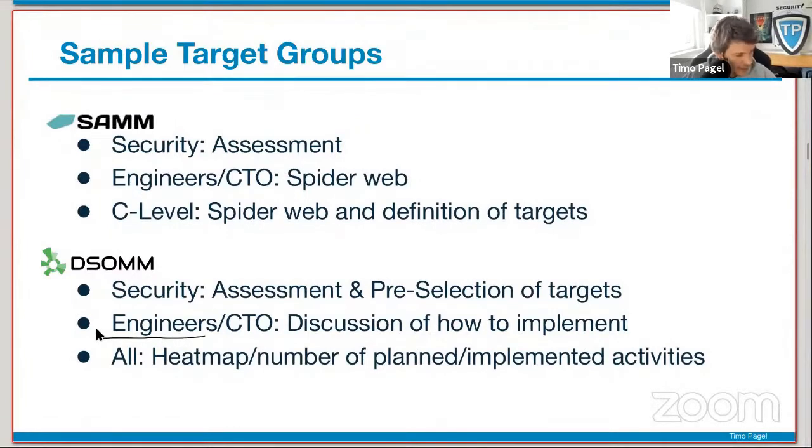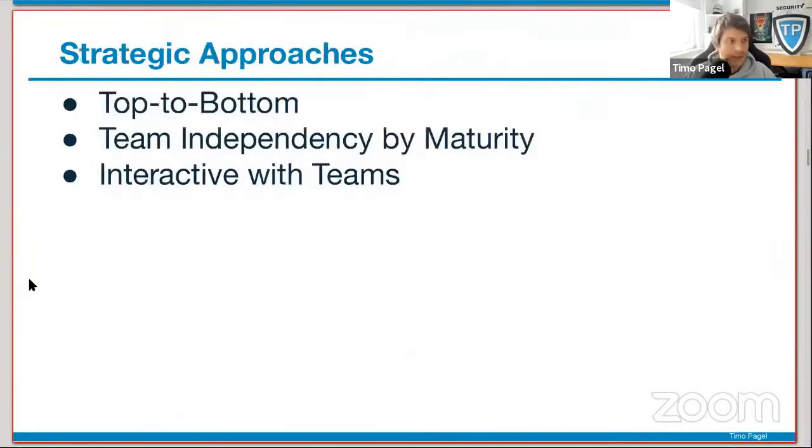And also the representation is different in SAMM. Mostly a traditional spider web diagram is used, while in DSOMM, as you can see here on the left, I use a heat map to identify where I have weak spots, for example, in maturity level 1.